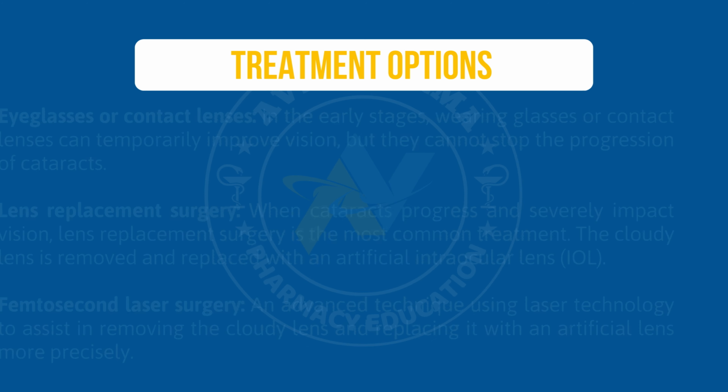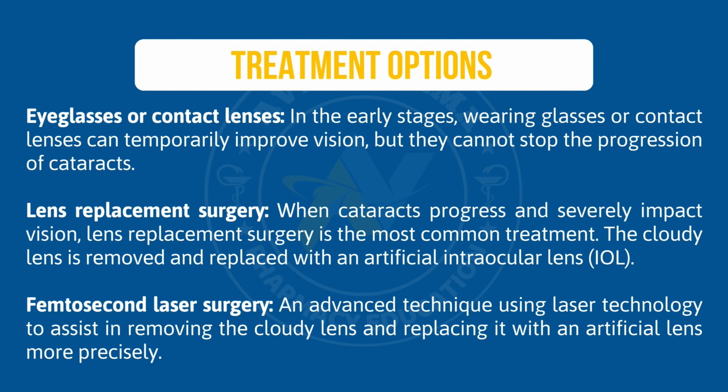Treatment options. Eyeglasses or contact lenses. In the early stages, wearing glasses or contact lenses can temporarily improve vision, but they cannot stop the progression of cataracts. Lens replacement surgery. When cataracts progress and severely impact vision, lens replacement surgery is the most common treatment. The cloudy lens is removed and replaced with an artificial intraocular lens, IOL.